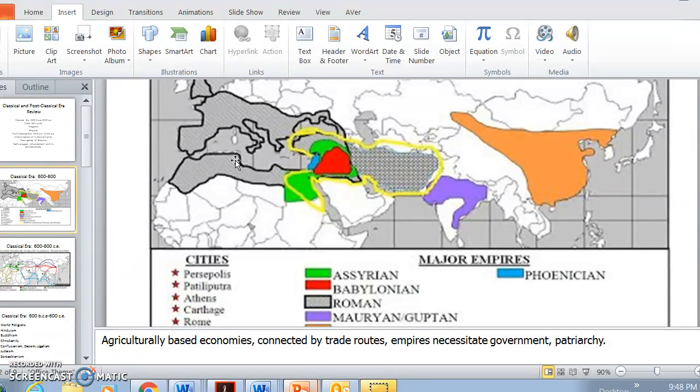Romans did not tolerate Christians. In fact, Christians were persecuted early on in the Roman Empire's existence. Remember, we're talking about 600 to 600 here. We'll touch more on Christianity later, but Christianity does become the official religion of the Roman Empire under Constantine.